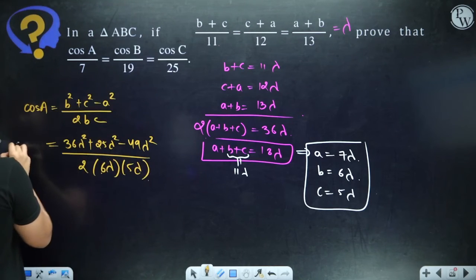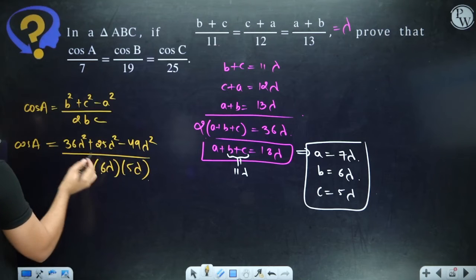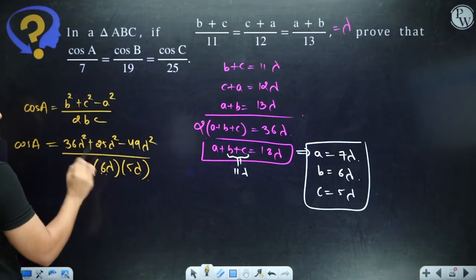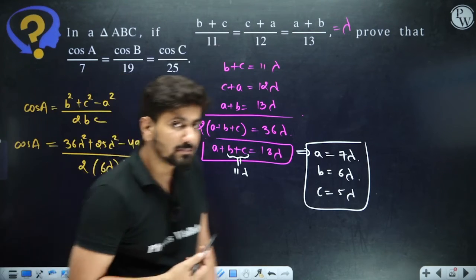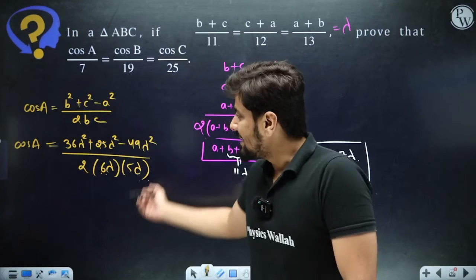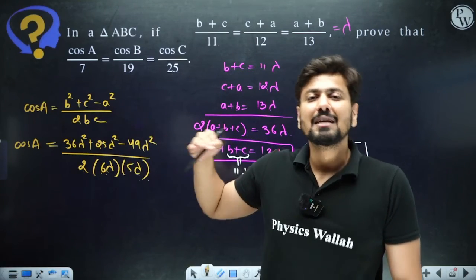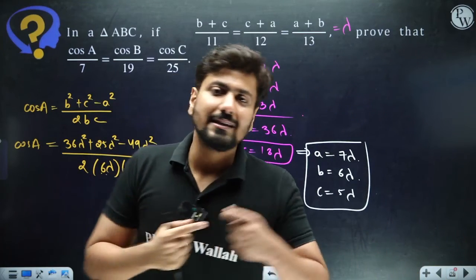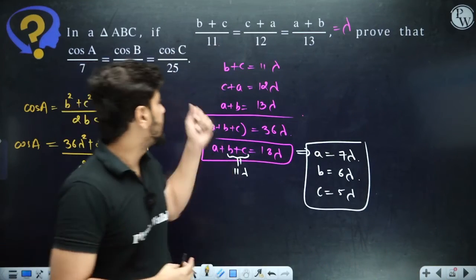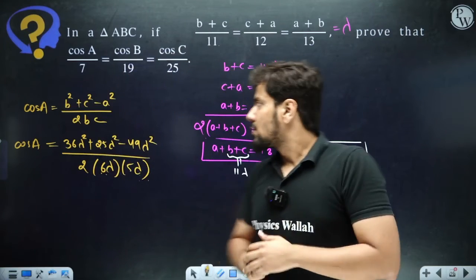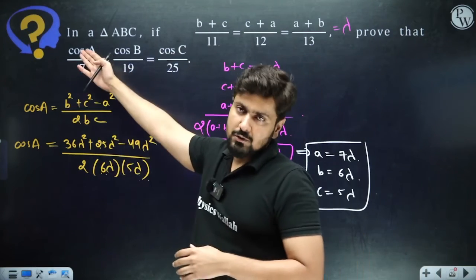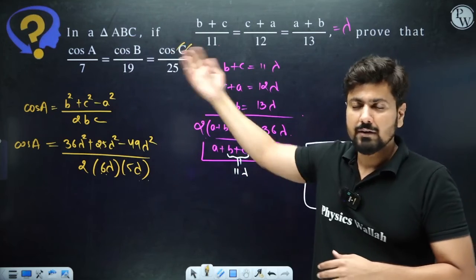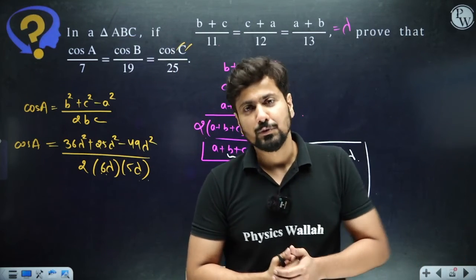So lambda square will get cancelled out in the numerator and denominator. As you can see, in the denominator we have lambda square, in the numerator we also have the same thing. So from here we get the value of cos A. In the similar way we get the value of cos B and the value of cos C. Once we have all these three values, we can easily prove that, right? Just simply put the value of cos A over here, cos B over here, cos C over here, and we will get what we wanted to prove.